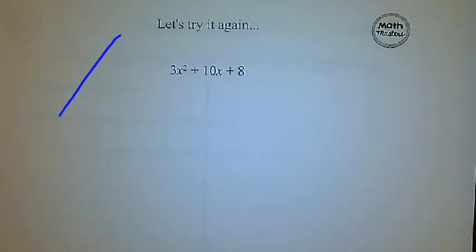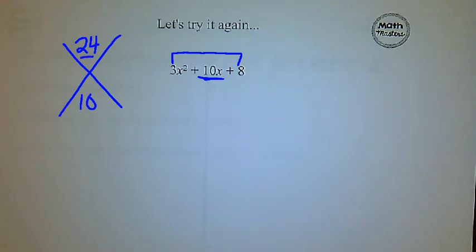So again, on the side of my paper, I always draw an X. That reminds me I need to separate this. So I need to multiply 3 and 8, and that gets me 24. And then the 10 goes on the bottom. So in my head, I'm thinking what multiplies to 24 and adds to 10. Hopefully you're thinking 6 and 4.